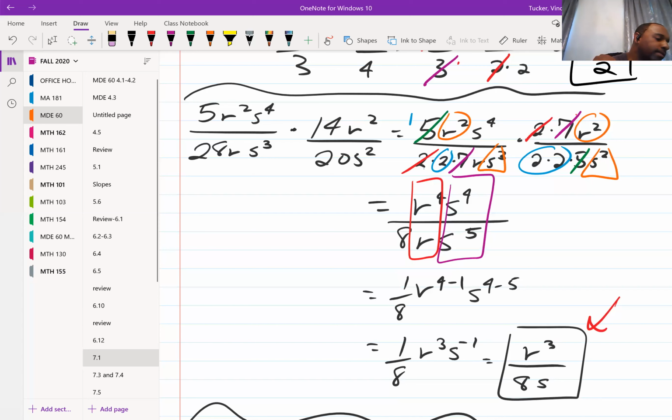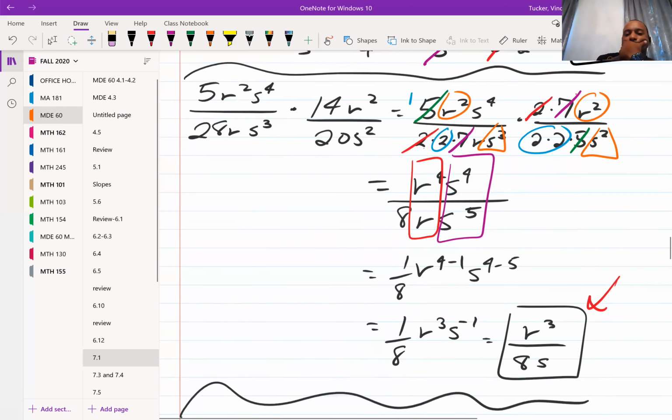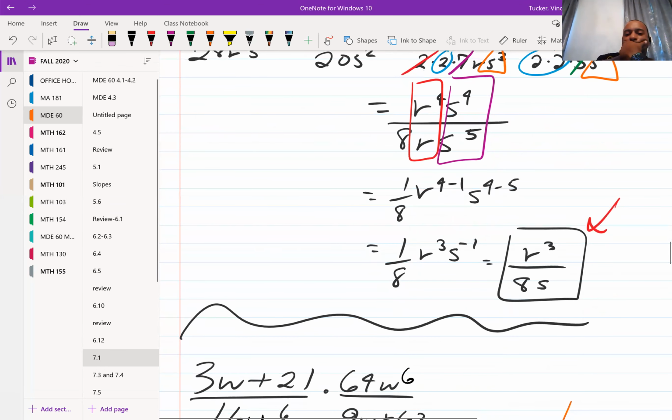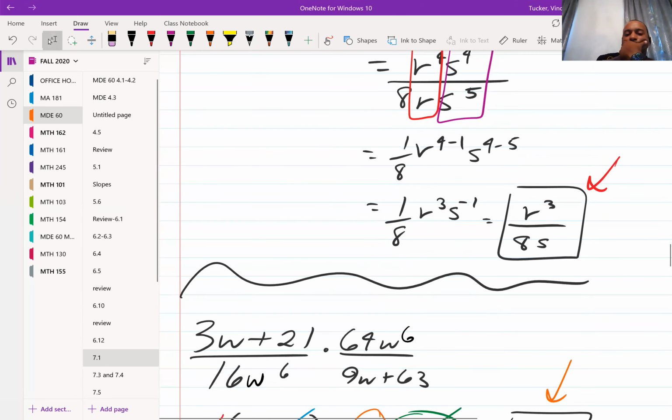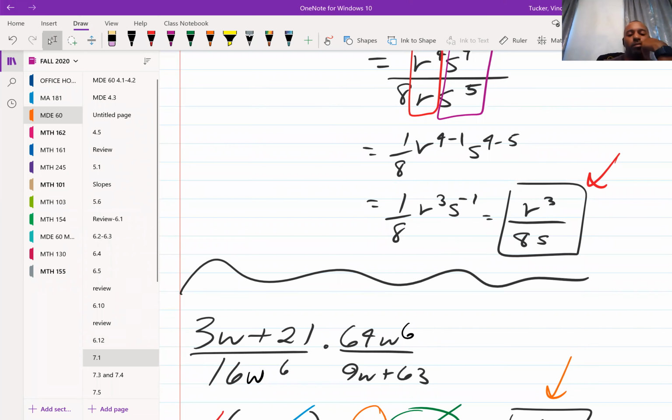Any questions? So we'll do another one. All right, here we have 3w plus 21 over 16w to the 6 times 64w to the 6 over 9w plus 63.